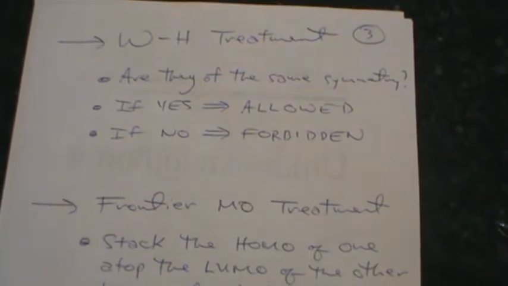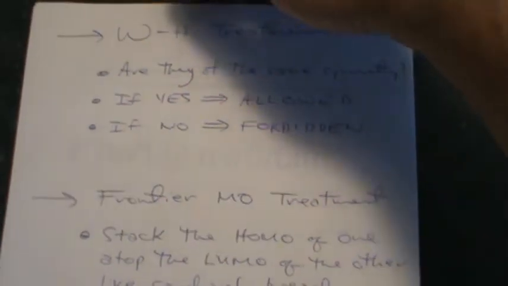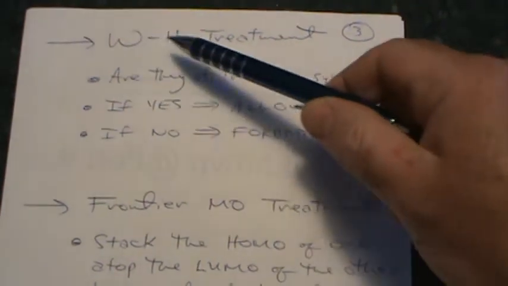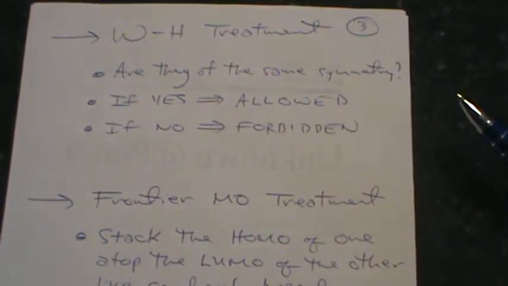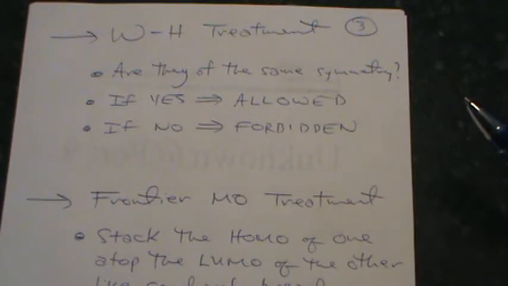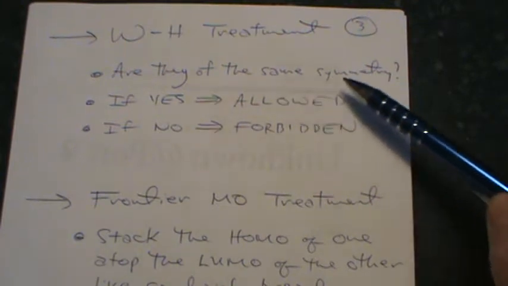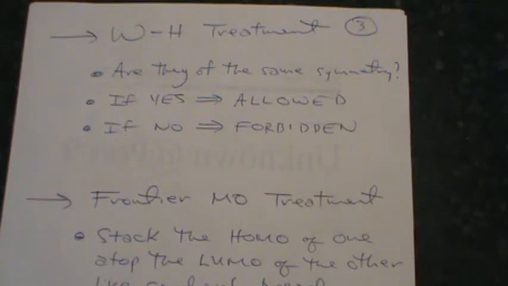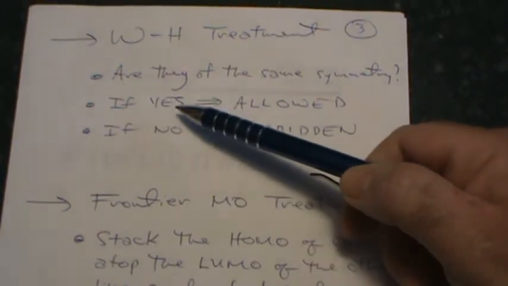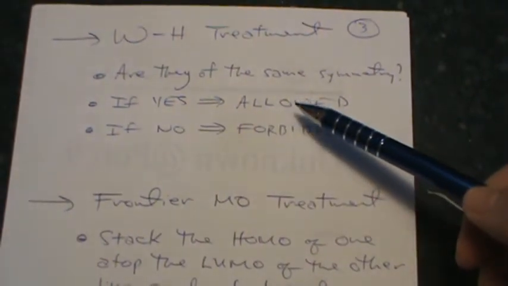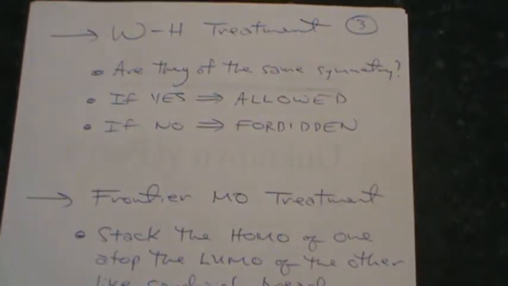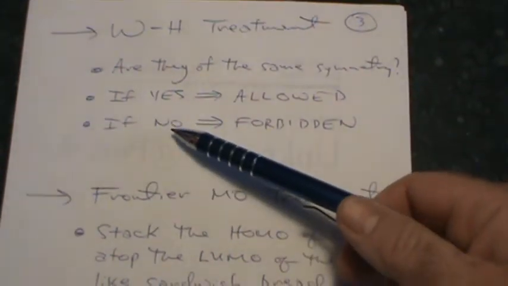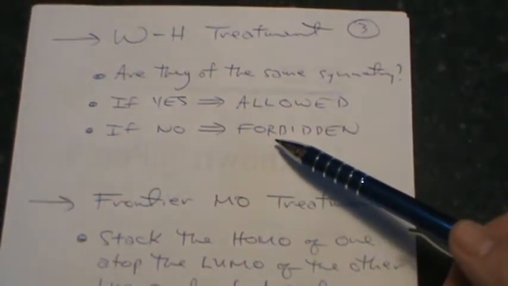Well, once we've done that, we actually have some choices about how we analyze. So using the classic Woodward-Hoffmann treatment, we would simply look at those two orbitals, the highest occupied molecular orbital of one and the lowest unoccupied molecular orbital of the other, and we would ask the question, are they of the same symmetry? We define them as either symmetric or antisymmetric. If they're both symmetric or they're both antisymmetric, then they're of the same symmetry. If the answer is yes, they are both of the same symmetry, then the reaction is allowed, which means it should happen quickly, easily. If the answer is no, they're of opposite symmetries, then the reaction is forbidden.